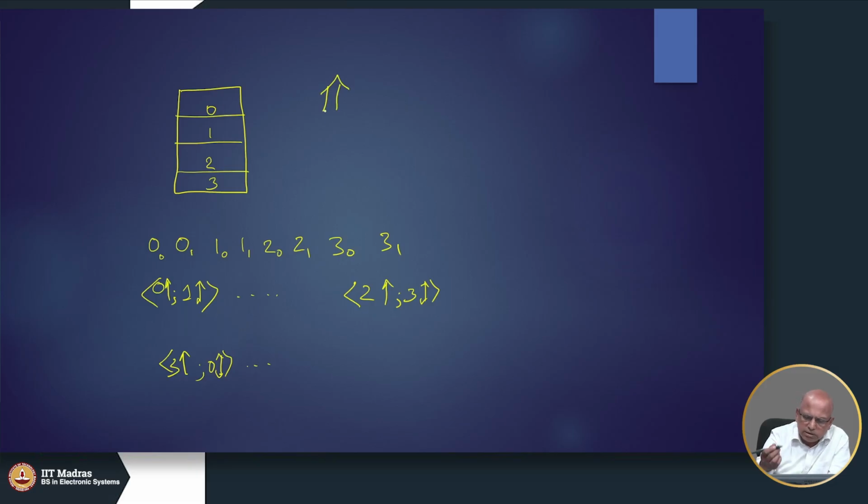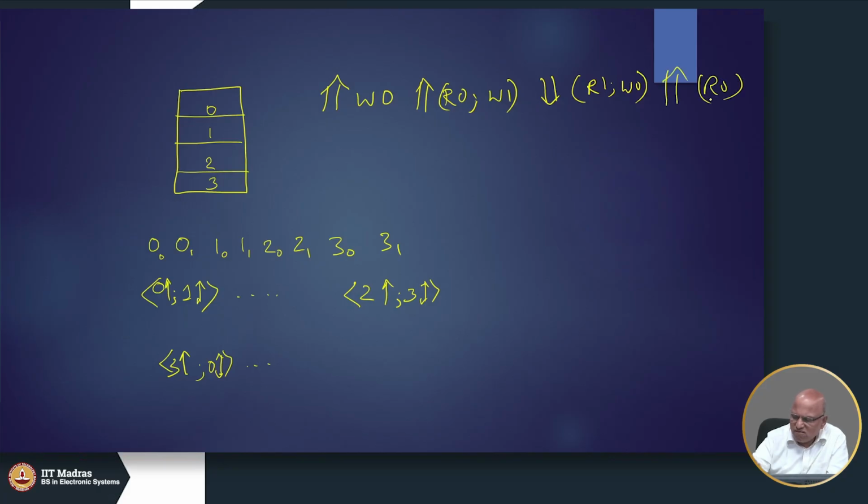in some order, let us say increasing order, we write zeros. Then in the increasing order itself, we read zeros and then we write ones. Then in the decreasing order, we read 1 and write 0. Then let us say in the increasing order we write. Suppose this is our algorithm.